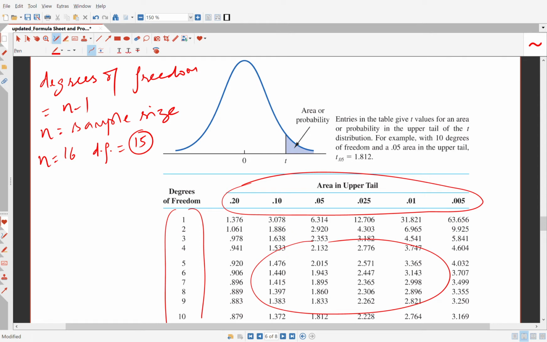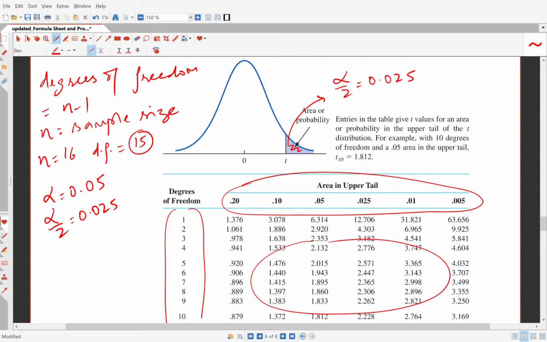Okay, now another thing that you would see is something called alpha and alpha by 2, and we'll get into alphas in more detail when I do the chapter 8 video. So suppose alpha is given to you as 0.05, then alpha by 2 is 0.025, just as an example. So alpha by 2 is this blue area, which is 0.025.